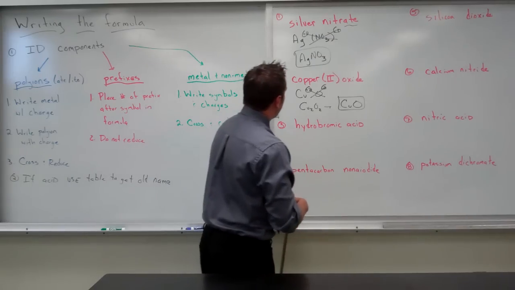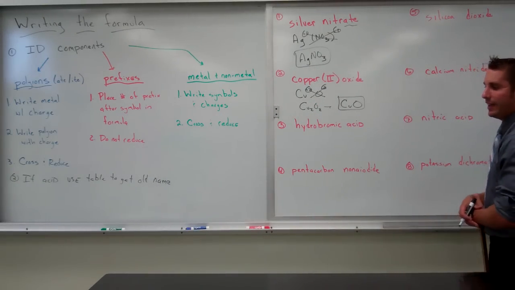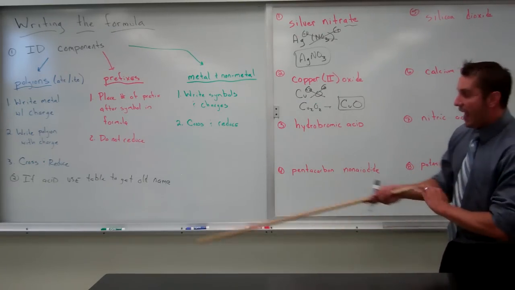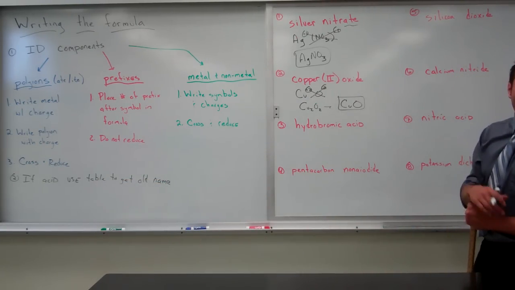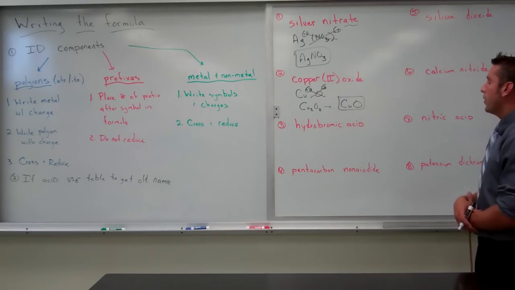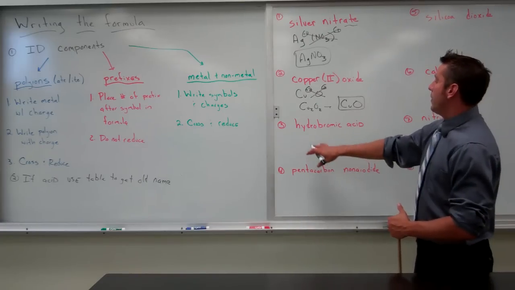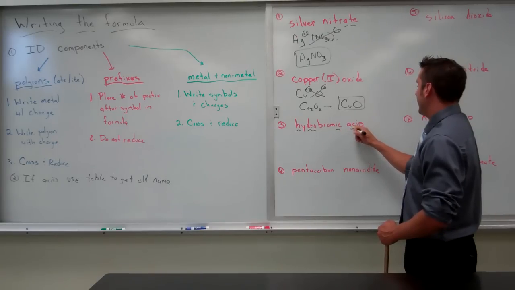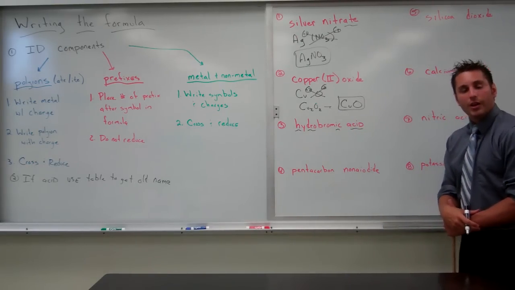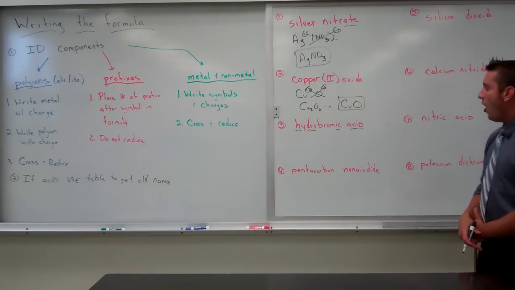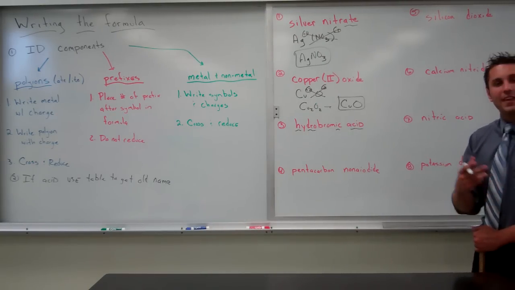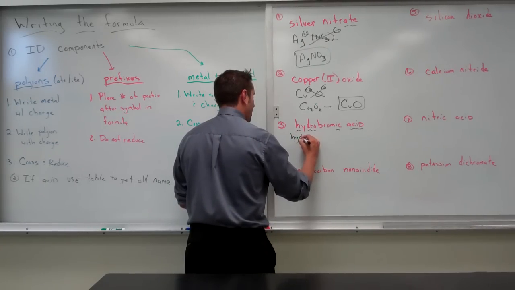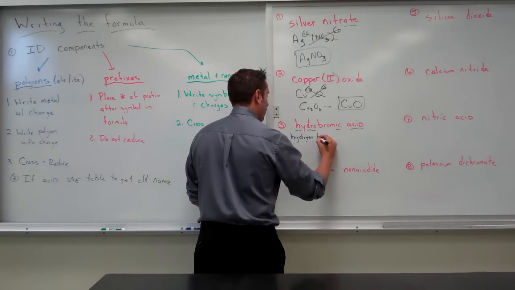Number 3 is hydrobromic acid. And hydrobromic acid is obviously an acid, so we need to get it to its old-fashioned name. If we're going to get it to its old-fashioned name, we have to figure out what type it is. And it looks like it's a hydro-ic acid. And hydro-ic acids used to be called hydrogen something ides. So hydrobromic acid used to be called hydrogen bromide.